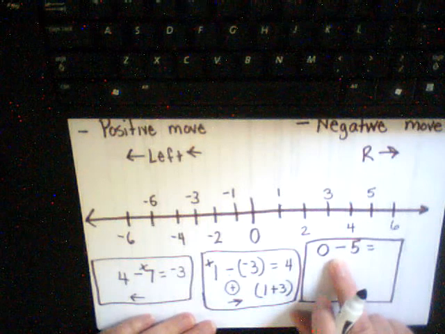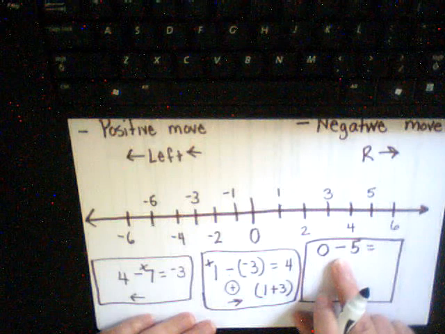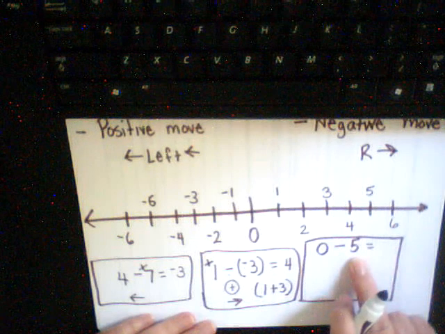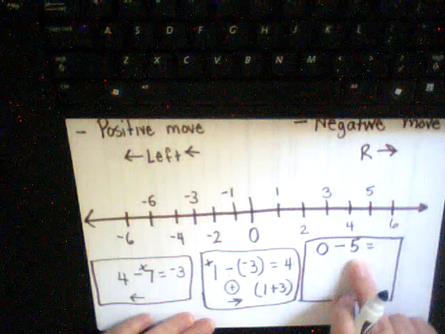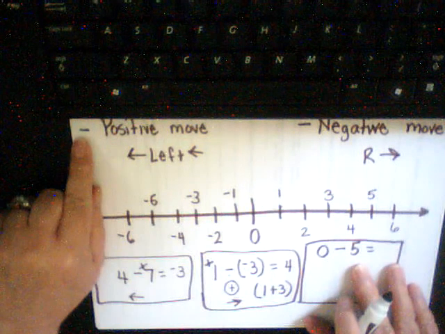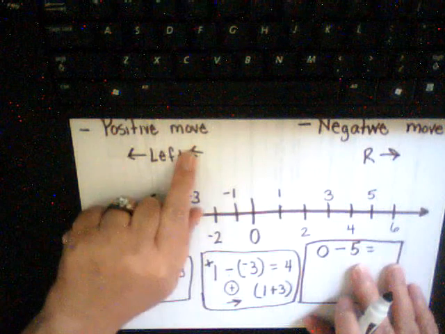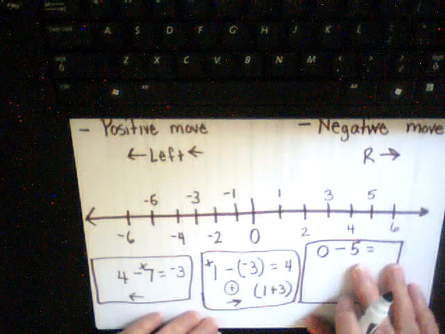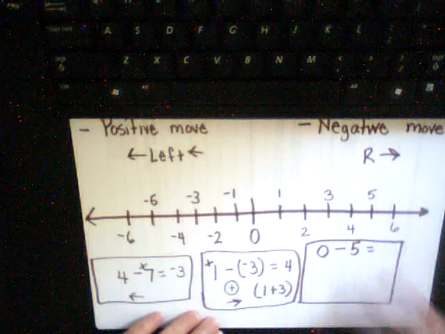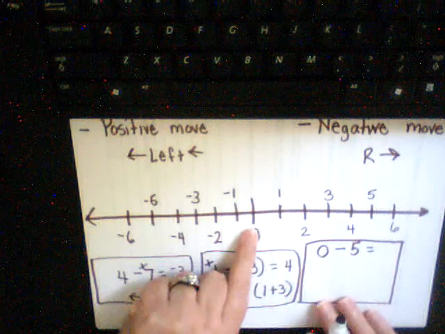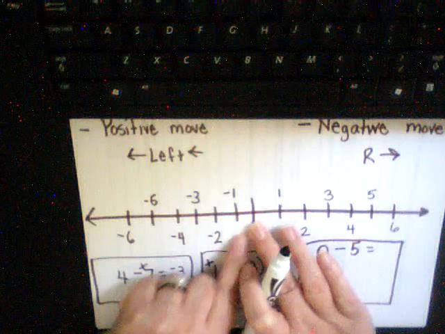Now, we have a minus sign in our equation, but our next number is a positive integer. So, when we are subtracting a positive, if you'll notice up here, you move to the left. So we're going to start on 0, and we're going to move to the left 5 spaces.